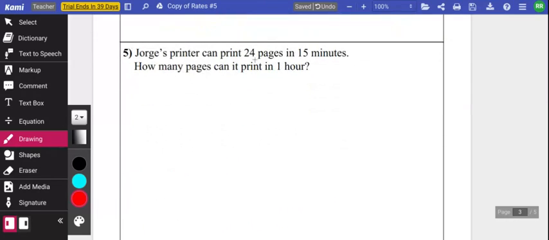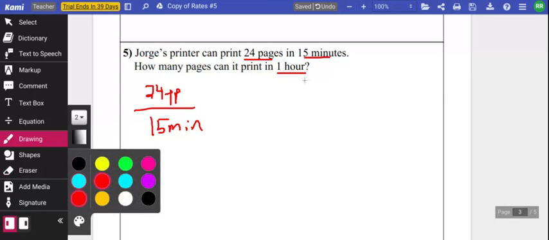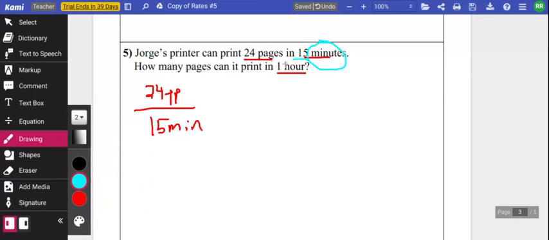Number 5, George prints 24 pages in 15 minutes. So 24, I'll put PP, that's pages, and he does that in 15 minutes. The question is, how many pages can he print in 1 hour? So again, we have a time difference here of minutes and hours. So let's convert the hour to minutes. How many minutes are in an hour? Well, there are 60 minutes, right, in an hour.